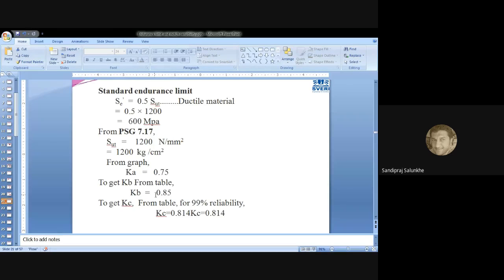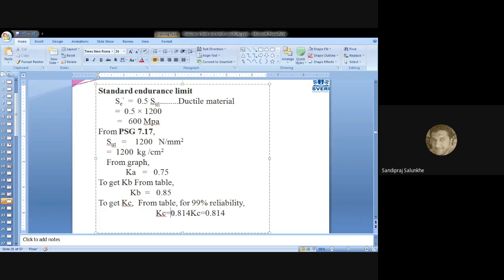Now we have to calculate Kc. Kc is the reliability factor, and this formula you have to learn by heart, by means of which we are going to calculate the Kc. Now, if the reliability factor is given, otherwise a table for that reliability factor will be introduced to you.